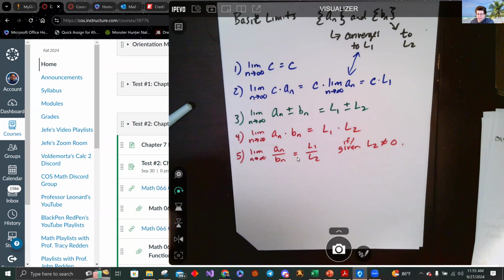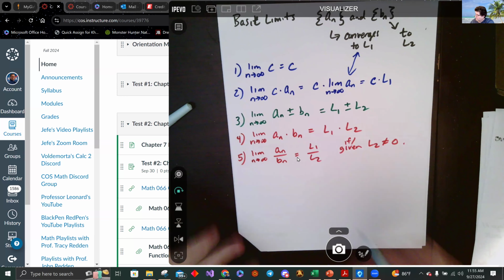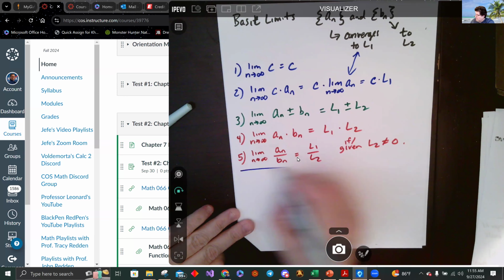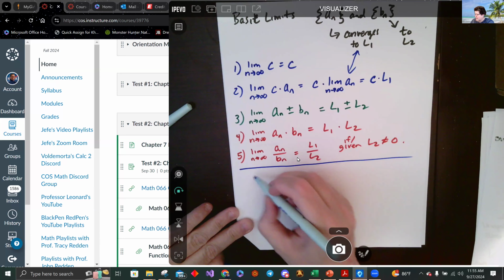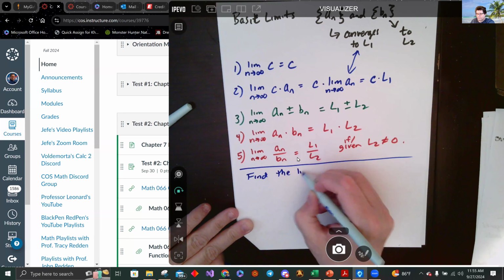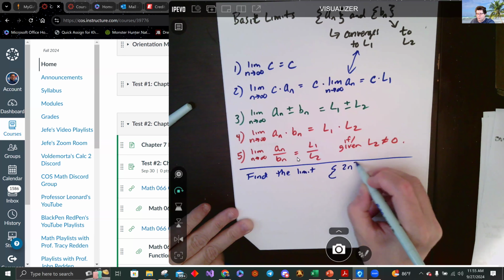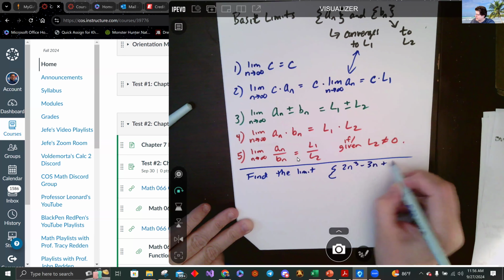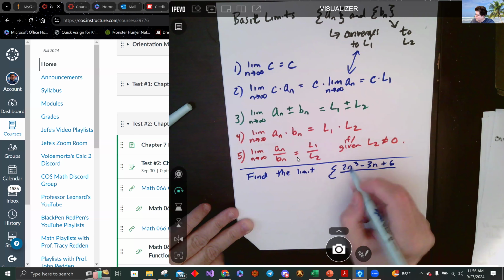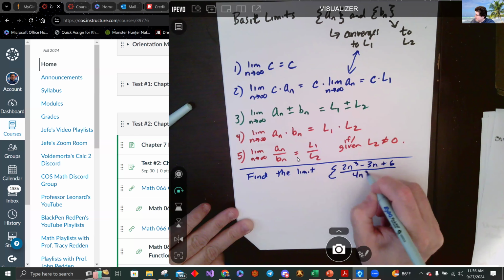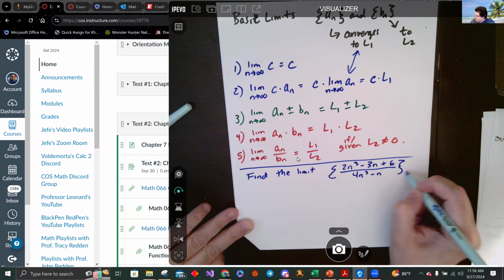So what about this one? Pause and figure out what it is. Find the limit of 2n cubed minus 3n plus 6 over 4n cubed minus n as n goes from 1 to infinity.